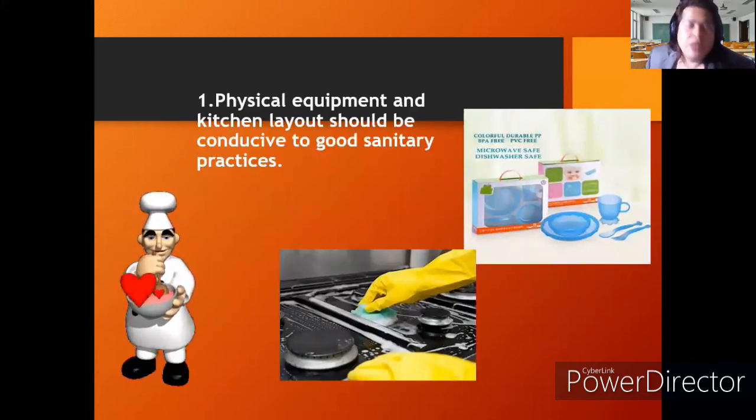First, we have physical equipment and kitchen layout should be conducive to good sanitary practices. So, we have to consider the kitchen layout. Which is actually madi-discuss natin sa susunod nating mga meetings. Yung mismong kitchen layout, di ba? Kasi mahirap naman talagang maglinis kung yung layout ng ating kitchen ay hindi maayos, di ba?